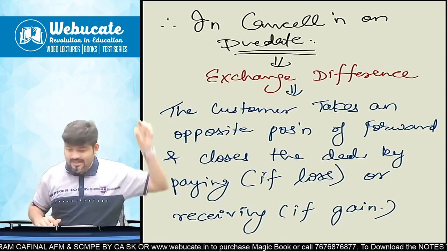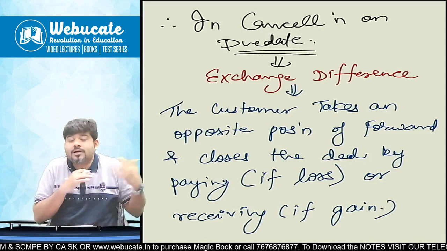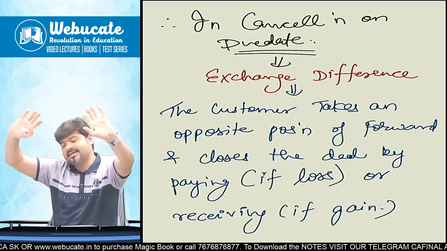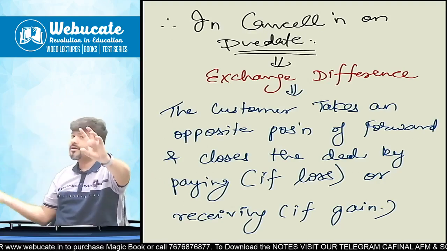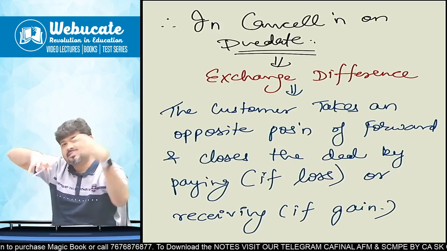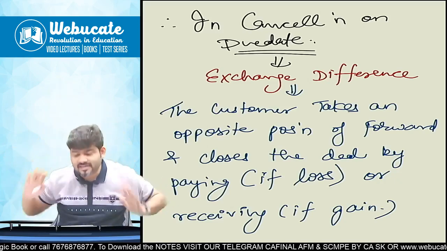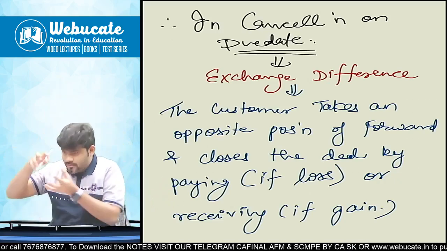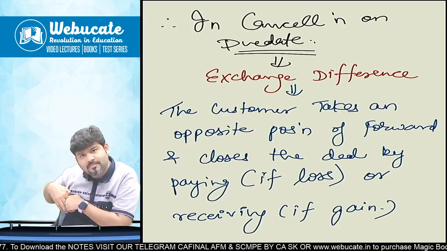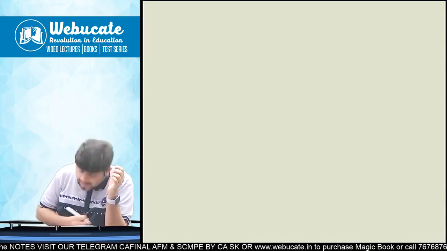So we are clear that in cancellation on due date, or any cancellation, the exchange difference is to be borne by the customer. The bank is not concerned at all. In cancellation, the bank is tension free, because it is assumed that the customer goes ahead with the transaction. So if he goes ahead with the transaction, the bank is done with the customer. It will offset it with the interbank. The customer then has to offset the position. Of the loss or gain, the customer will bear. Game over.